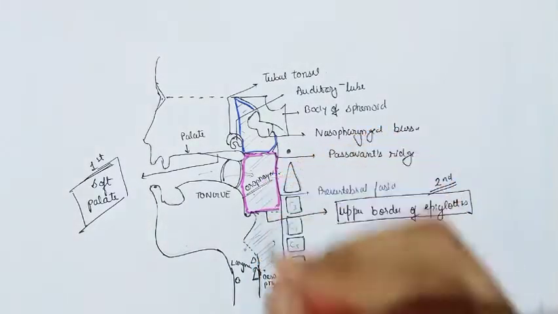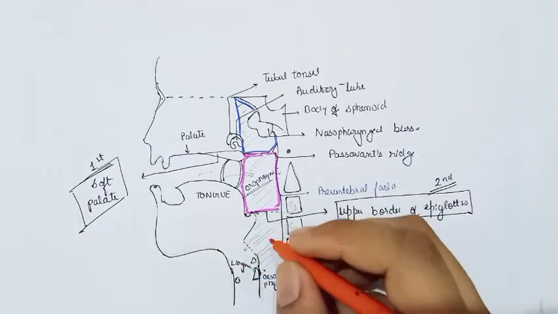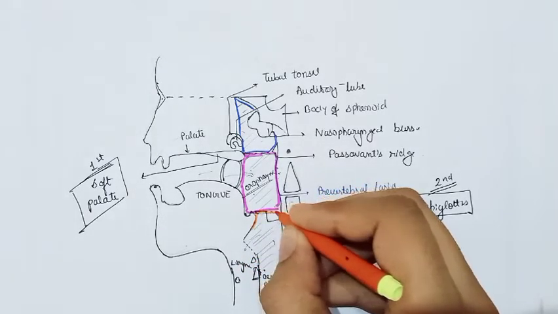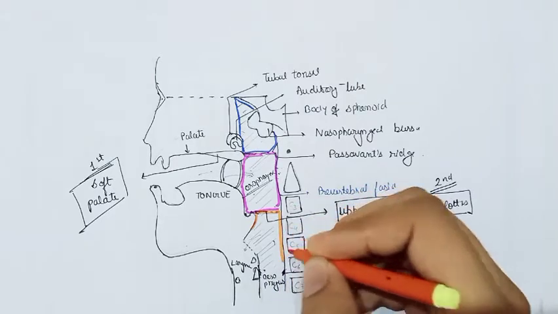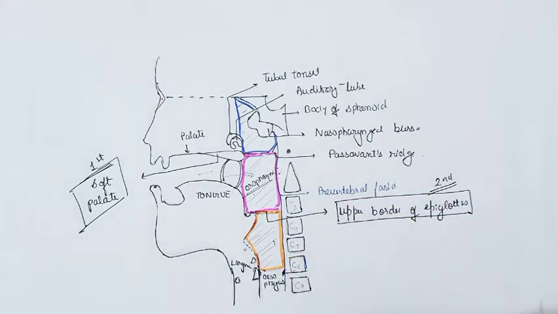All of this part is the oropharynx, and the last part, the laryngopharynx, is situated behind the laryngeal cavity. Here we have it from the lower border of the epiglottis to the pharyngoesophageal constriction, from where the esophagus continues, that is at the lower border of C6 or behind the cricoid cartilage.